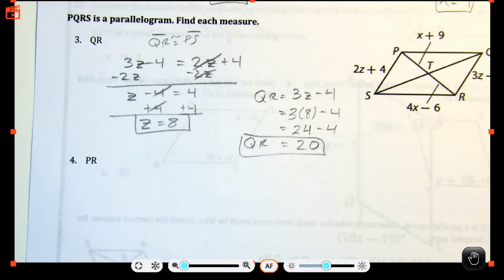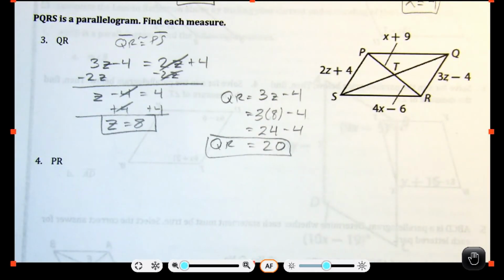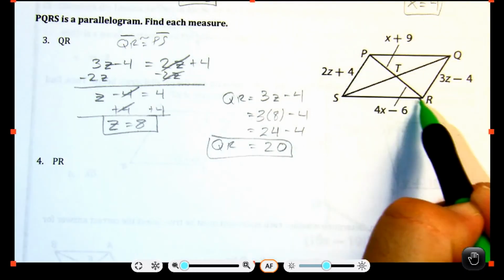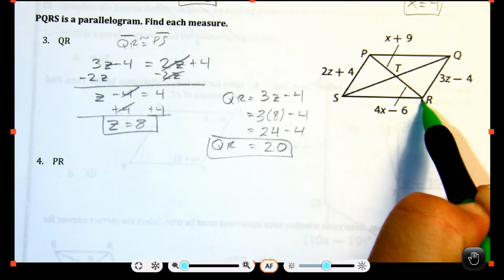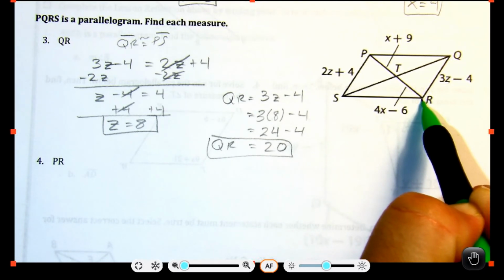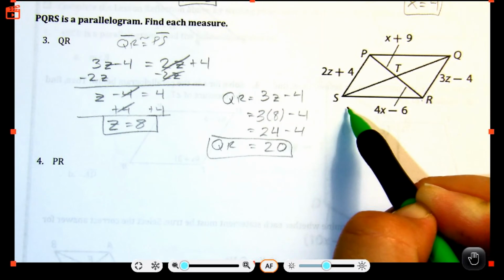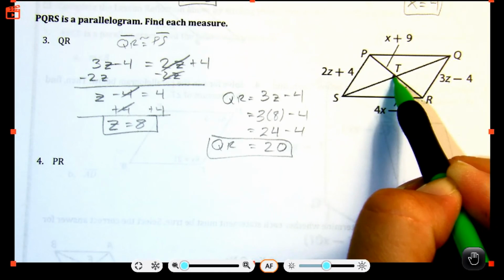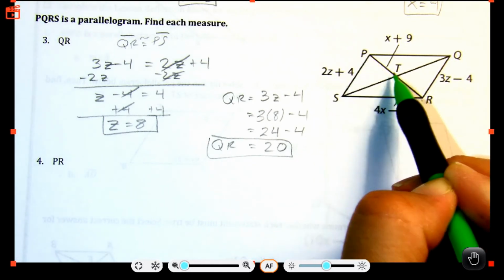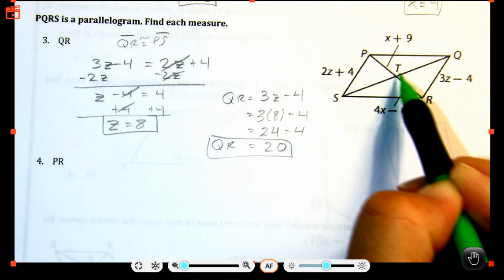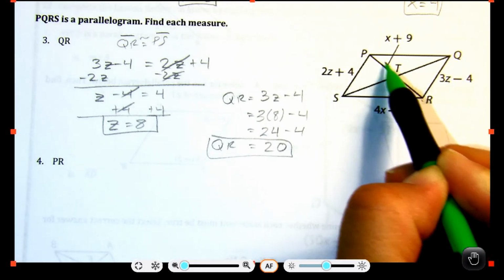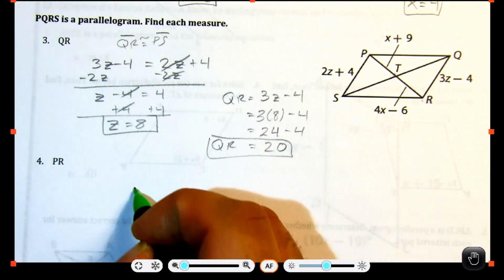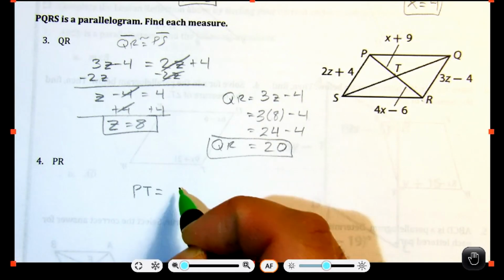Okay, and then the last problem, they want us to find out what PR is. Now, PR is a diagonal. Theorem 3 tells us that diagonals bisect each other. And what, again, that means is that the distance from S to T is the same as T to Q. The distance from P to T is the same as from T to R. This distance, PT, is equal to TR, and we could actually start there. We could say PT is equal to TR.